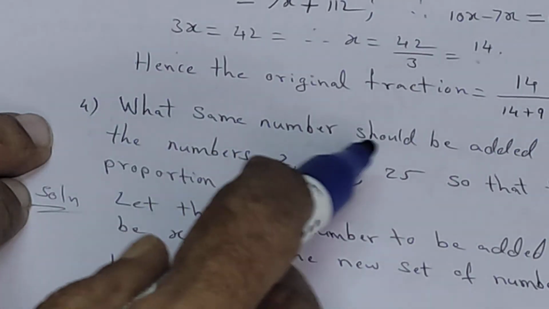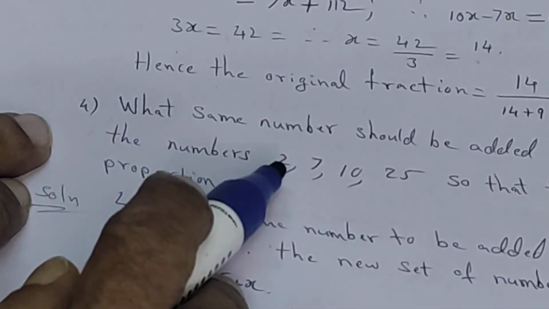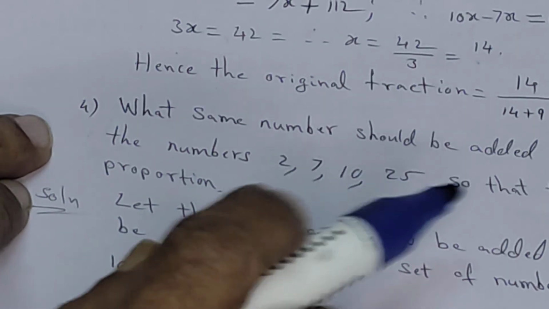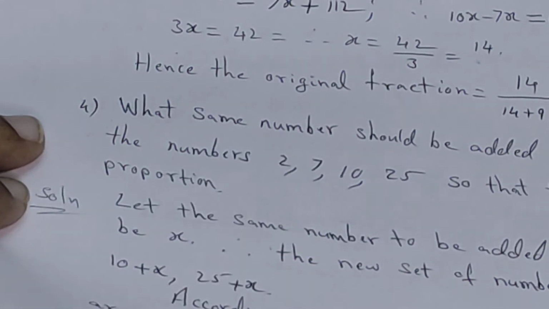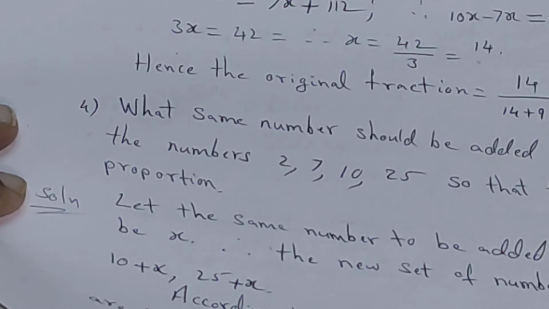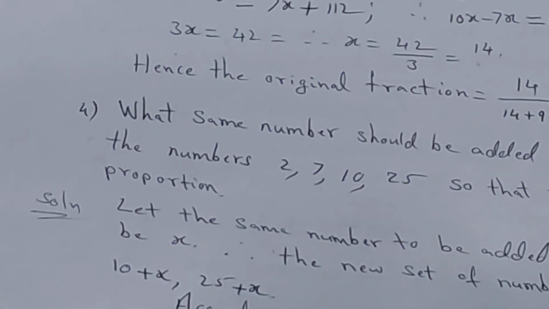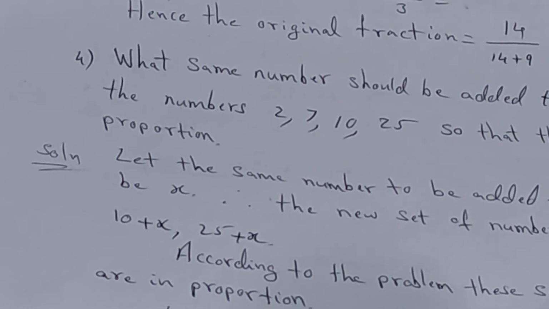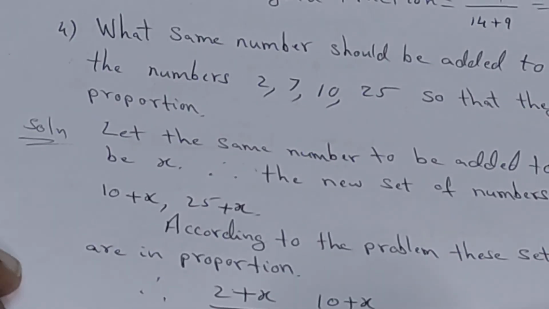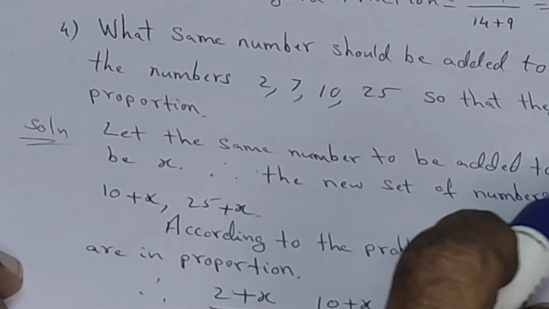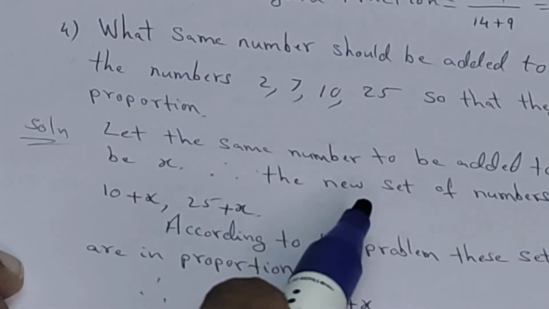Now what same number should be added to each of the numbers? 2, 7, 10, 25. Now he has given some numbers to you. He is asking you what same number should be added to these numbers so that they are in proportion. Okay. Now let the same number be x. That should be added to 2, 7, 10, 25.